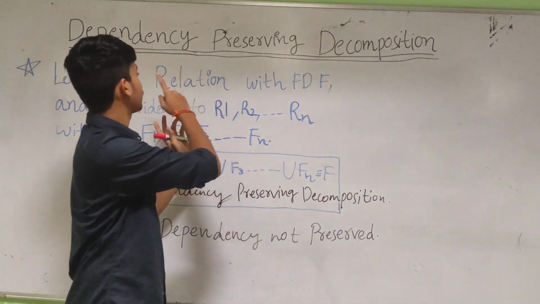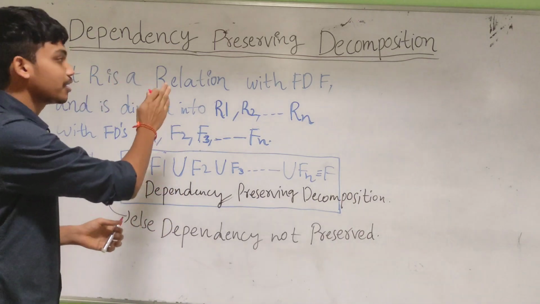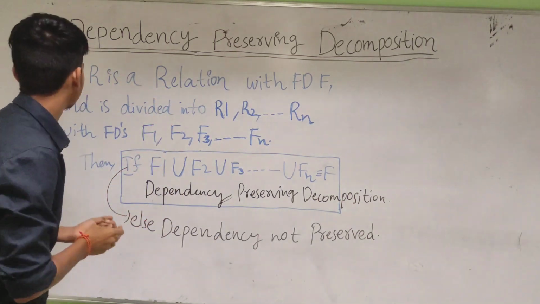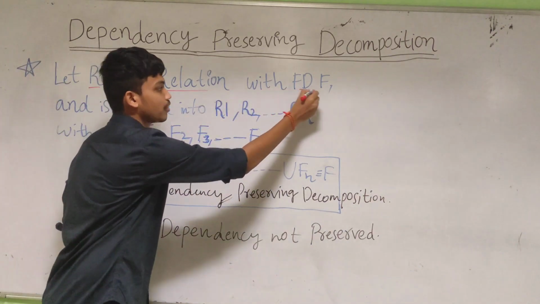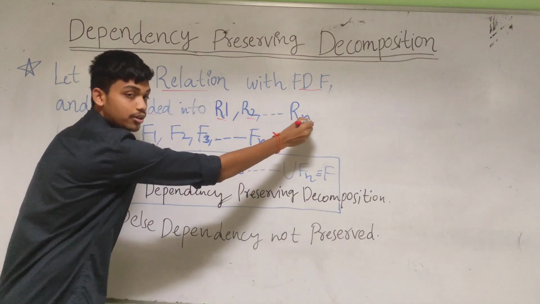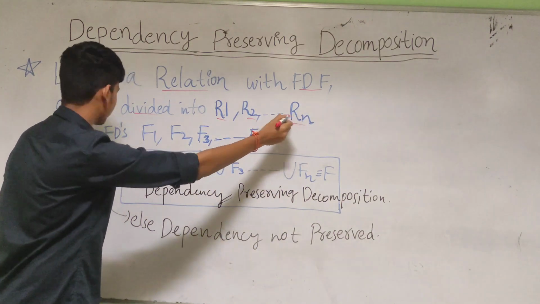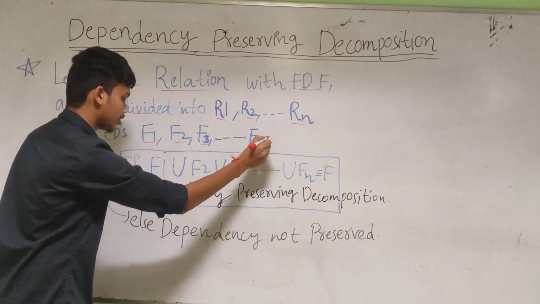Today we are going to discuss functional dependency concepts, and this is the dependency preserving decomposition. Now let us look at it. Let R be a relation with functional dependency F, divided into R1, R2, R3, R4 and so on up to Rn relations with functional dependencies F1, F2, F3 and so on Fn.